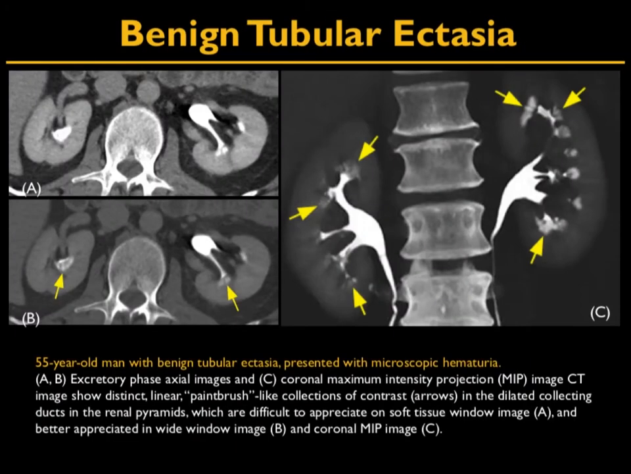We also talk about benign tubular ectasia, and what you can see is linear paintbrush-like collections of contrast in dilated collecting ducts in the renal pyramids. Again, wide windows make it very easy to see. MIP imaging is indeed very helpful as well. You have to recognize that this is going to be a benign finding, though I will admit, when you look at it, sometimes it's very hard to differentiate that from medullary sponge kidney.